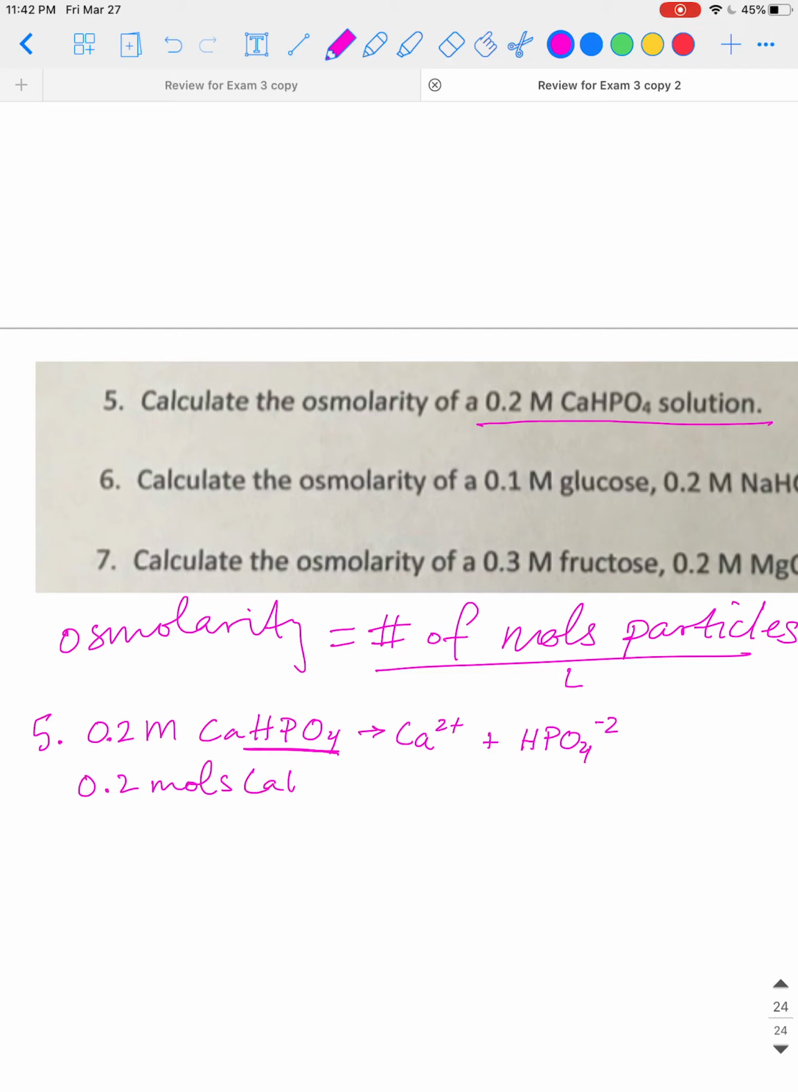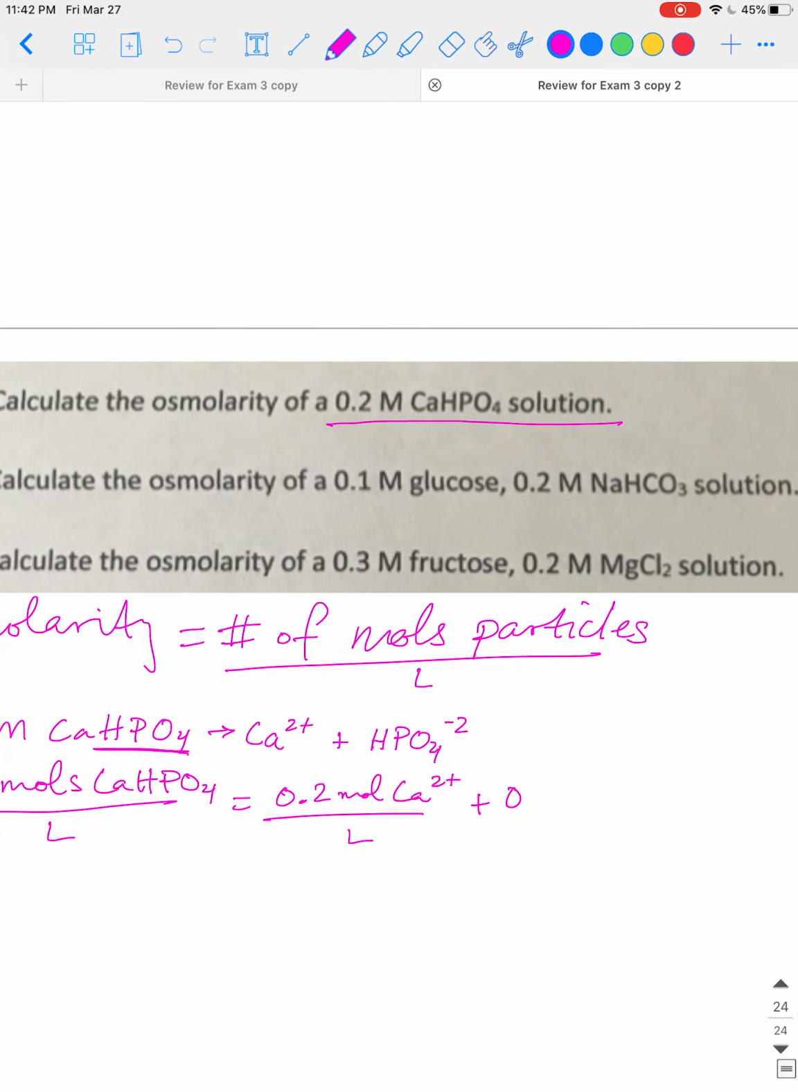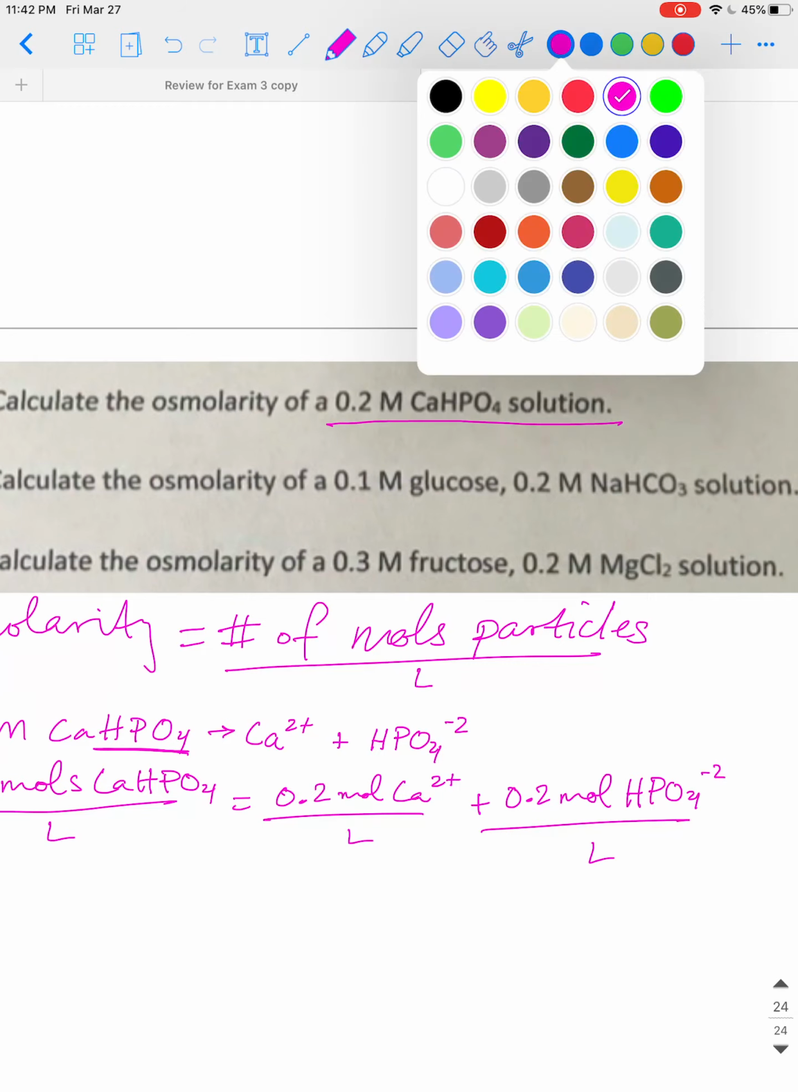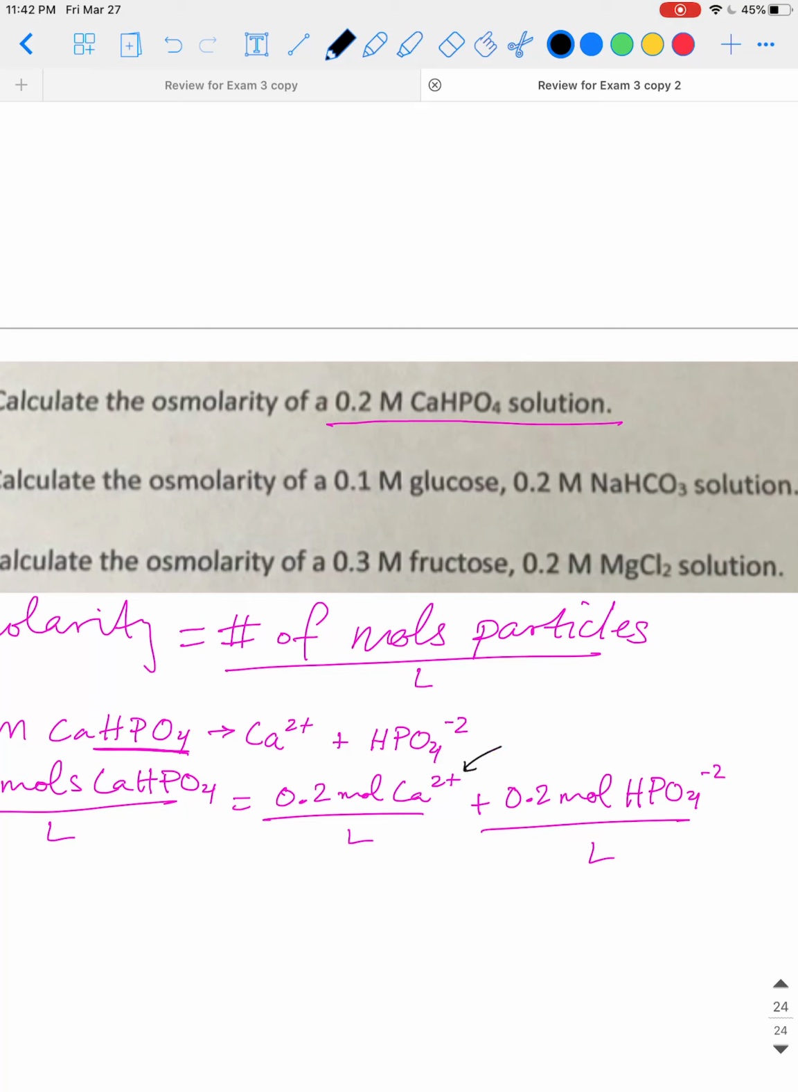0.2 molar is just 0.2 moles of our substance per liter. And if I have 0.2 moles per liter of my entire substance, then I have 0.2 moles of calcium cations per liter plus 0.2 moles of my anion per liter. And these are the particles. When something dissolves into ions, this is the particles.